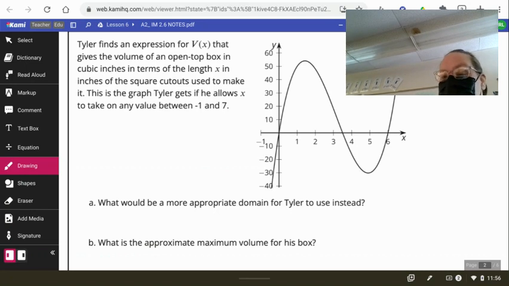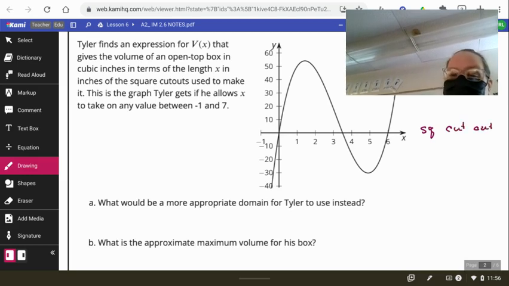If X is measuring the square cutout and Y is measuring the volume, can he really cut out a square that is 7 inches by 7 inches? Can he really cut out a square that is 6? It's inches, right? I think. Yeah, 6 inches. Ellie, what do you think? Is it 0, 3.5? Yeah, I would say really it goes up to here, right? This is really our domain.